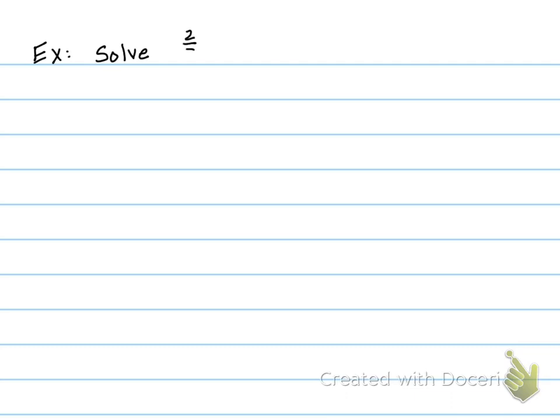Let's do 2/3 x minus 4 equals 4x plus 1/2. So first things first, I see that there's fractions in the equation. I want to get rid of them because they're no fun to work with.